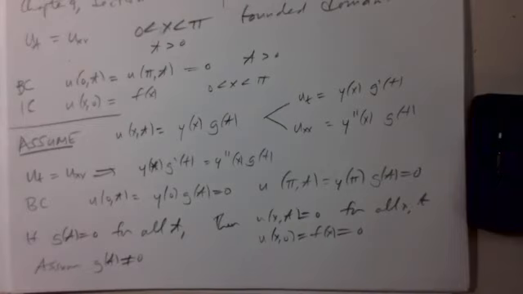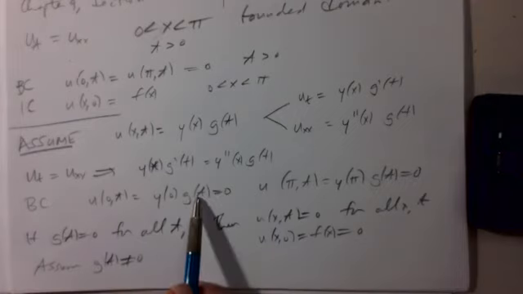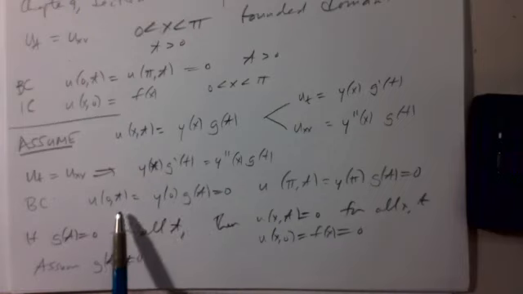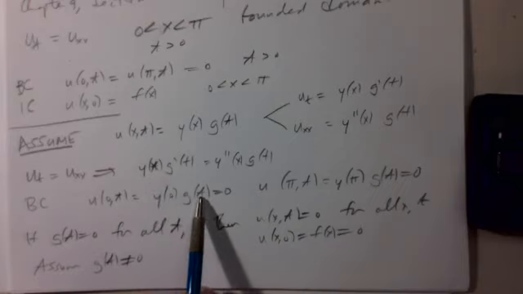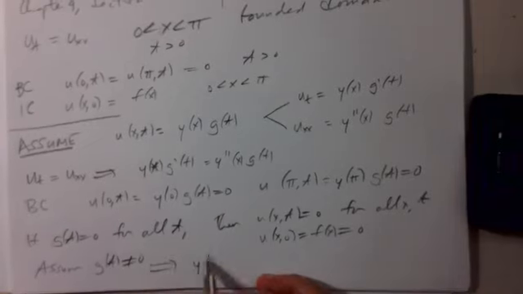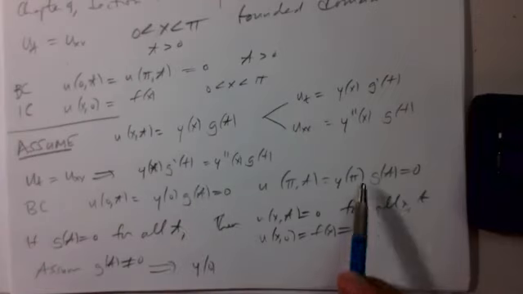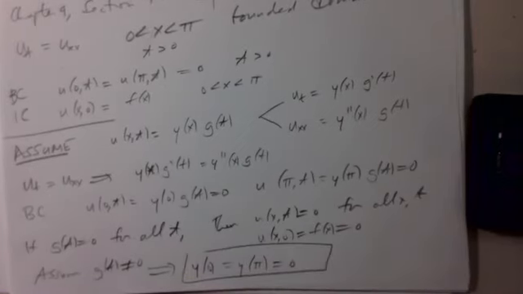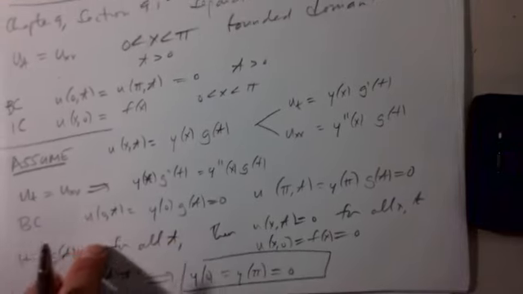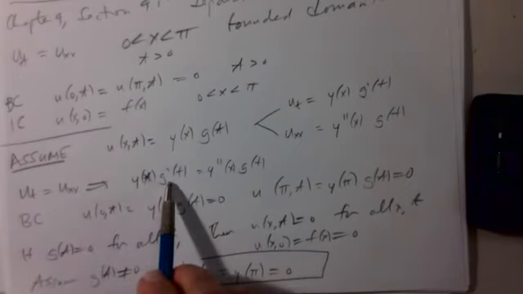And if g of t is not 0, what does that say about the boundary conditions? g of t is not 0 for all t, so y of 0 is 0, and y of pi is 0.